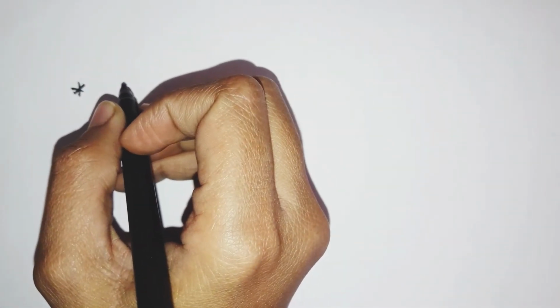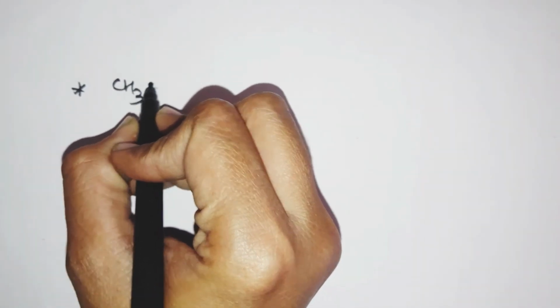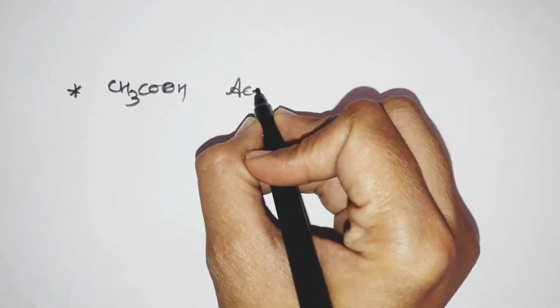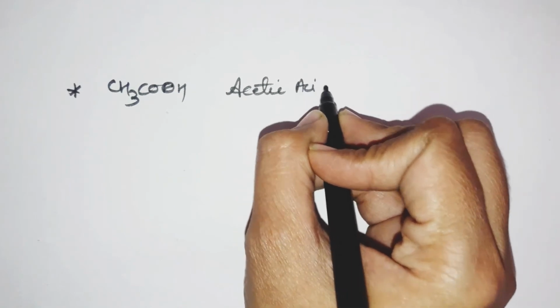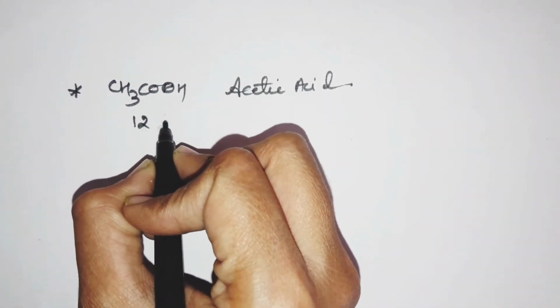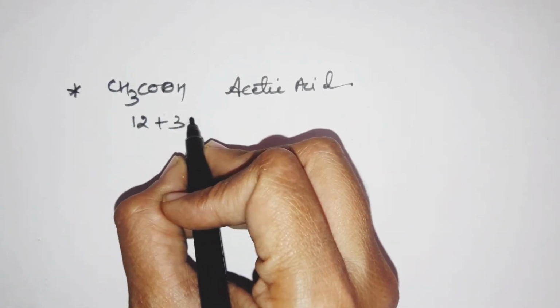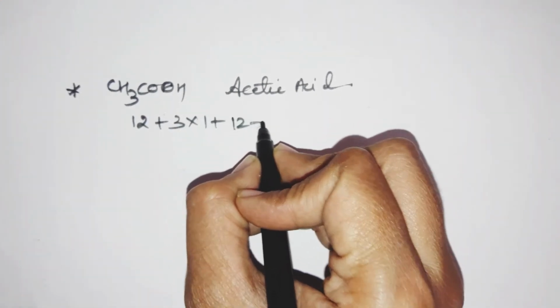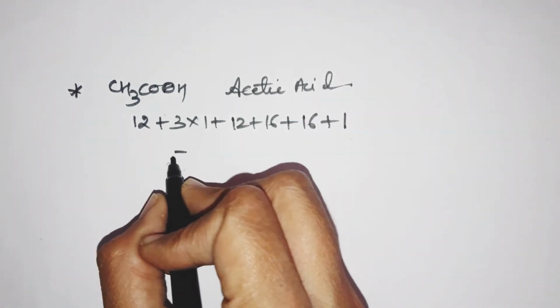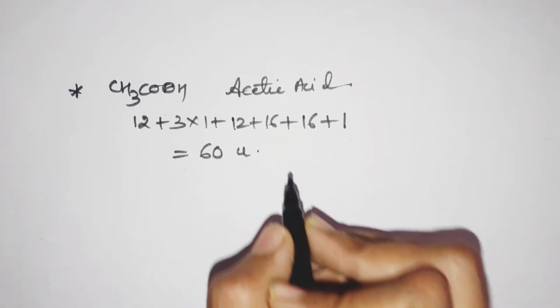Okay, so now consider another molecule, acetic acid. Acetic acid is the acid that is used in vinegar, right? Acetic acid, CH3COOH. Now carbon is 12, hydrogen 3 into 1, plus 12, plus 16, plus 16, plus 1. This will be equal to 60.